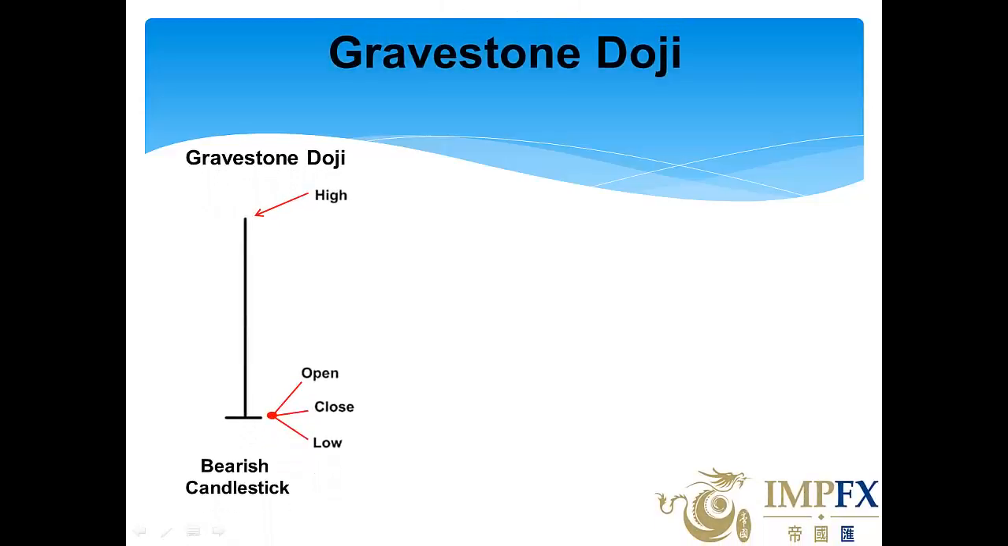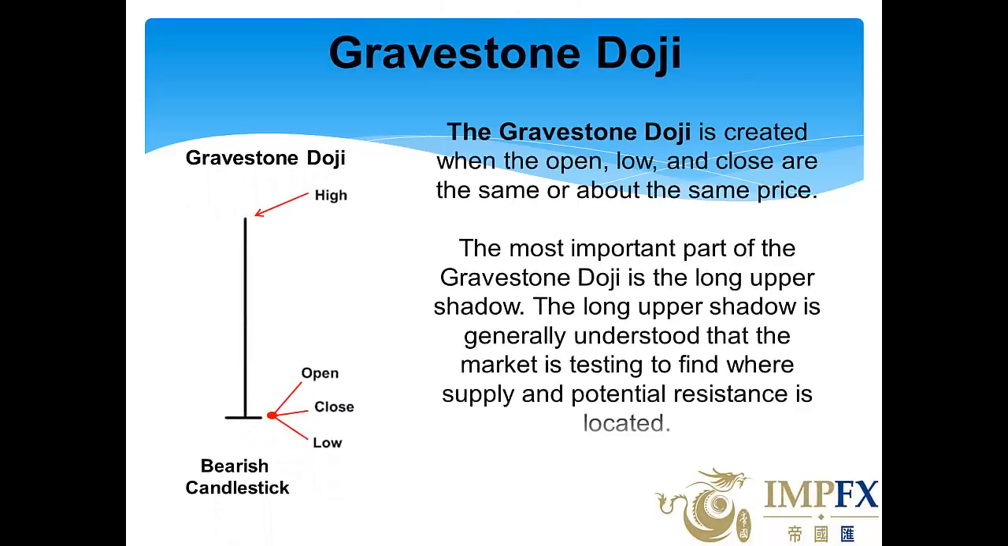The Gravestone Doji. The Gravestone Doji is created when the open, low and close are the same or about the same price. As you can see illustrated here, the long stem closes low and opens at the bottom of the stem. This is a bearish candlestick. The most important part of the Gravestone Doji is the long upper shadow. The long upper shadow is generally understood to mean that the market is testing to find where supply and potential resistance is located.